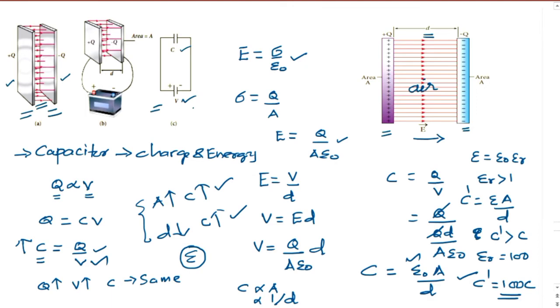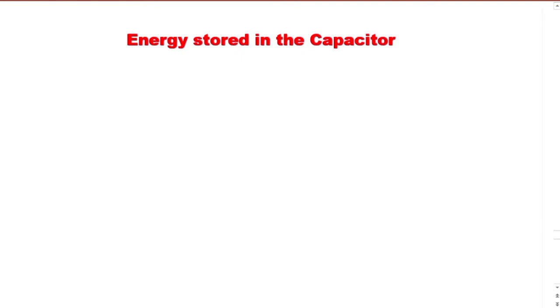So this is a very important question, just keep it in mind. Go through this, because it will be asked as a 3 mark question. Then we go to energy stored in a capacitor. We have already explained that a capacitor will store not only charge, it also stores energy.